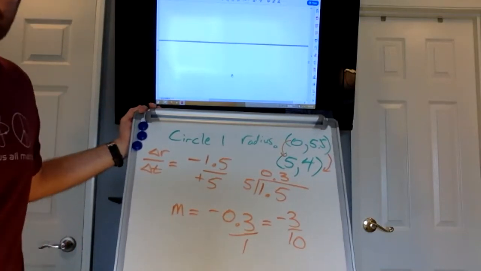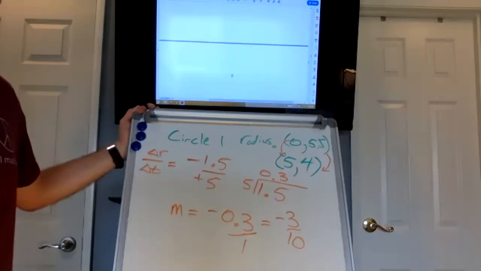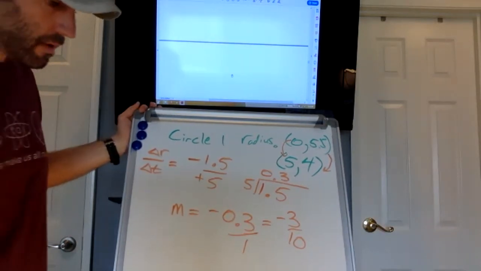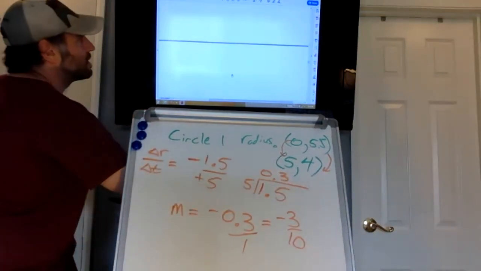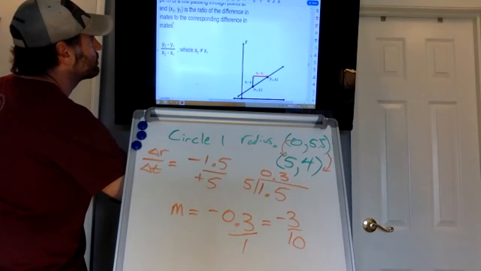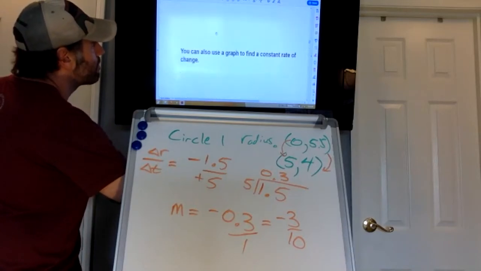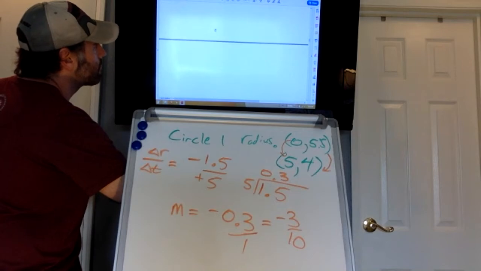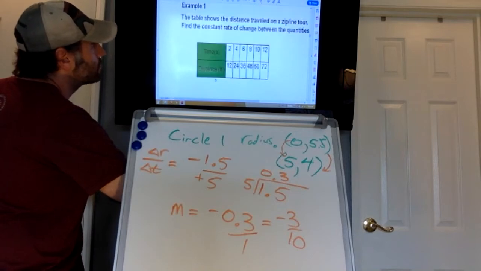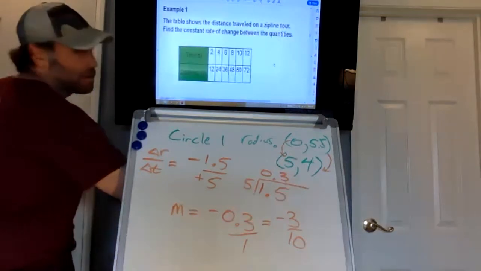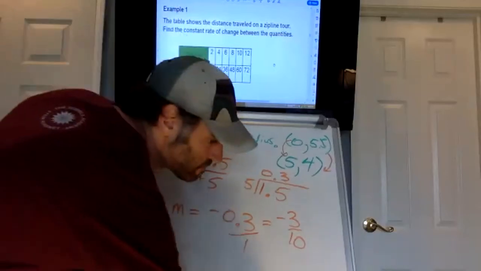Okay, so I have a question about the zip line one. Okay, let me go back to the zip line. And the room just got a little bit smaller. That's okay. Like 30 people. How many people are left? All right. Zip line. Go ahead.